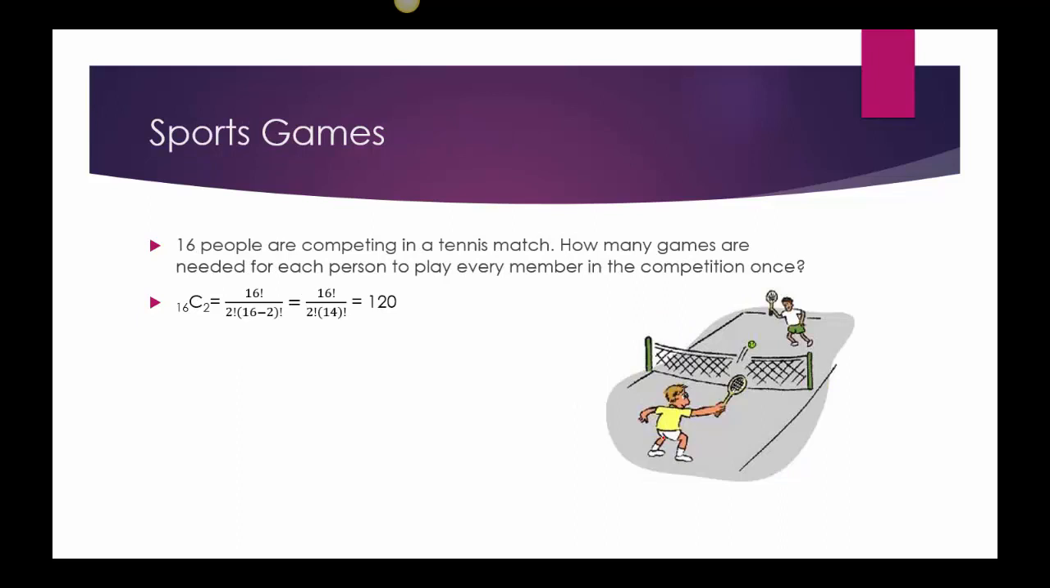Okay, sports games. Let's say we had 16 people competing in a tennis match. How many games are needed for each person to play every member in the competition once? So, order doesn't matter because like any football team or any baseball team or whatever, when a team plays, if the Bucks play the Saints, the Saints are playing the Bucks. So the order that you select them is not important. So we have 16 people, and repetition is not allowed because you can't play yourself. So we just need to pick a combination of 2. So the combination is because order doesn't matter. So I say 16, I hit the combination, I pick 2, and it says 120.